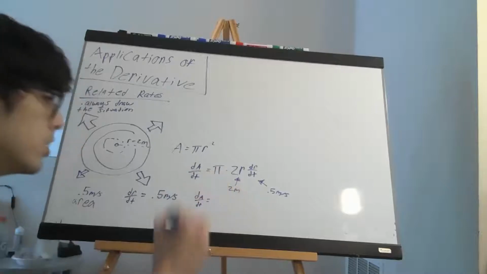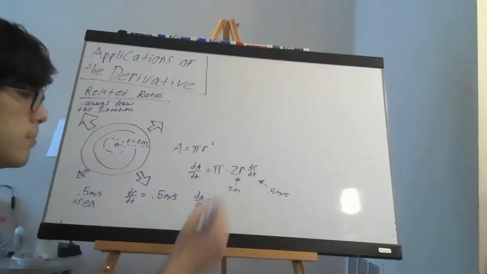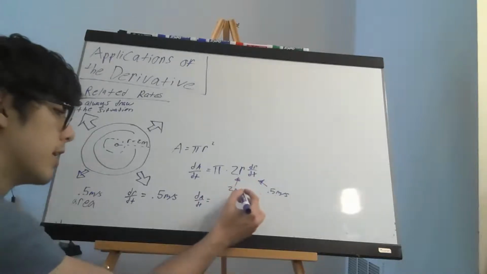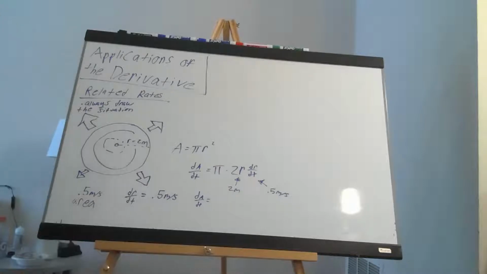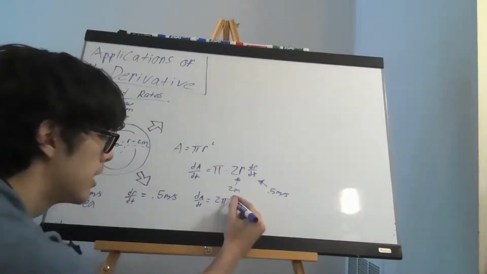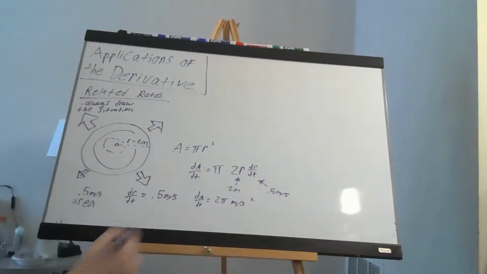should be equal to, let's see, 2 times 2 is 4, times 0.5 is 2. We've got m times m, so meters per second squared. So it should be 2 pi meters per second squared, which makes sense because it's for area.